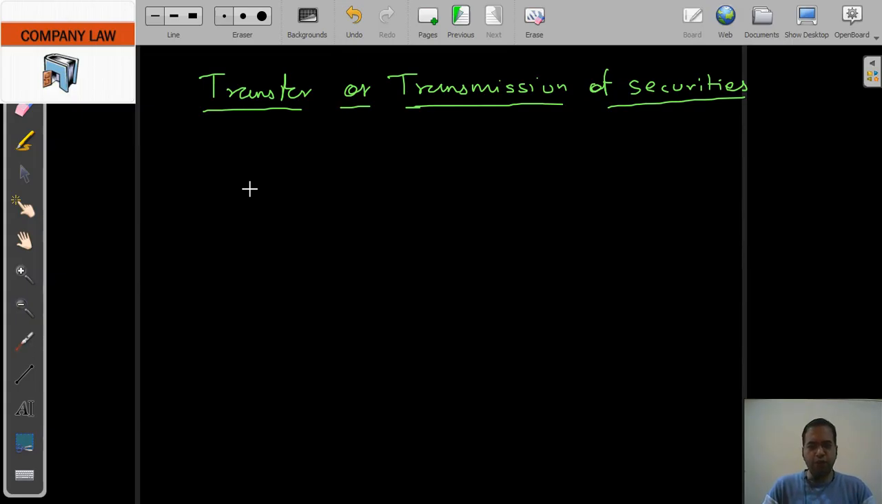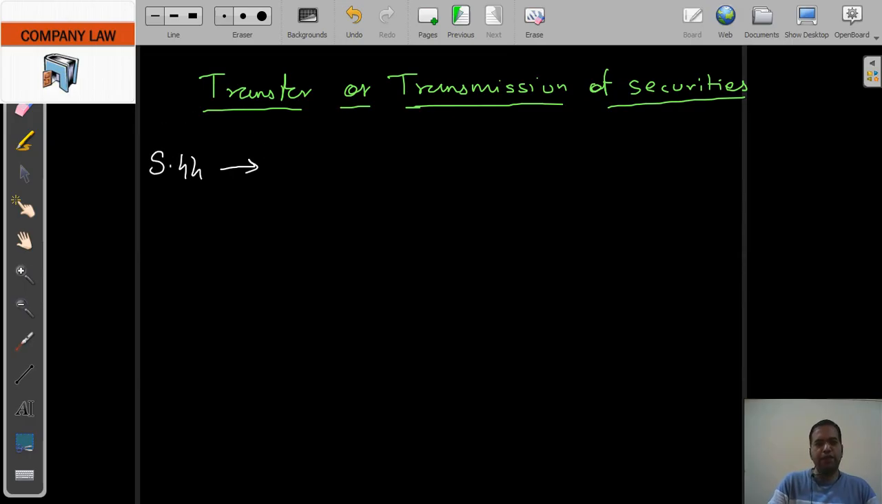Section 44 of the Companies Act says that shares or debentures are considered as movable property, transferable in the manner as provided in the articles of association of the company. Whereas section 58 talks about the securities or other interests of any member in a public limited company being freely transferable. So what does it mean? Section 44 says that it is movable property and can be transferred in the manner as provided under the articles of the company.